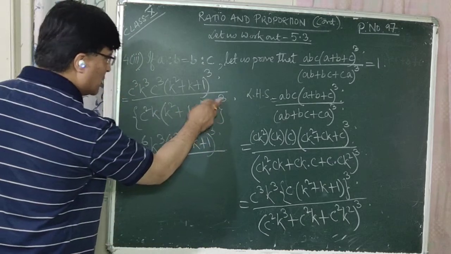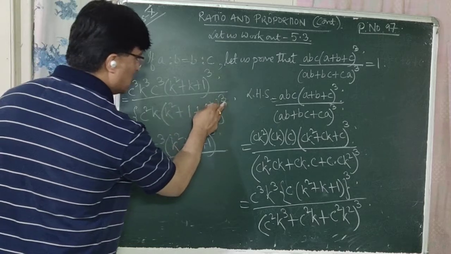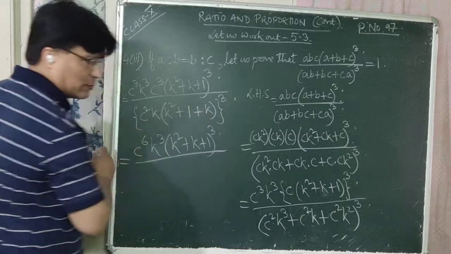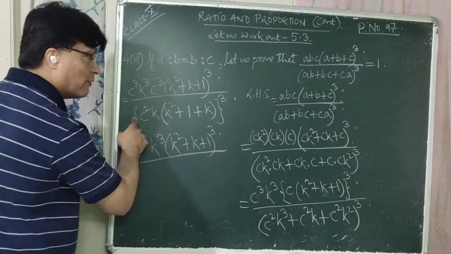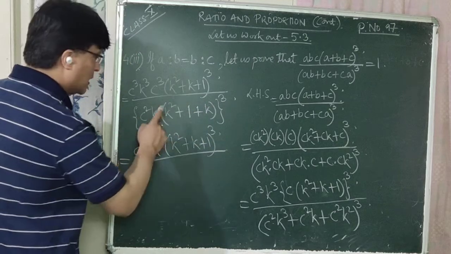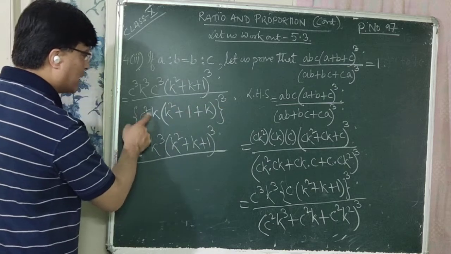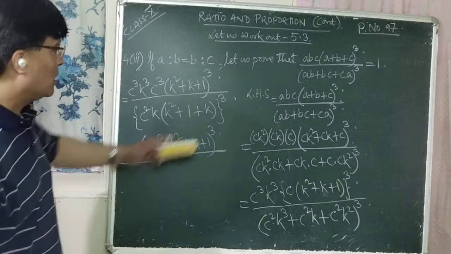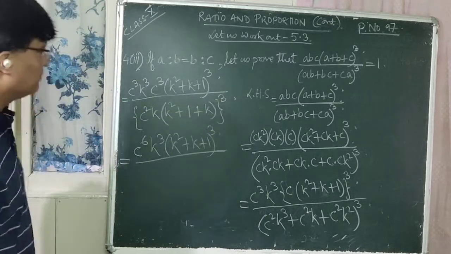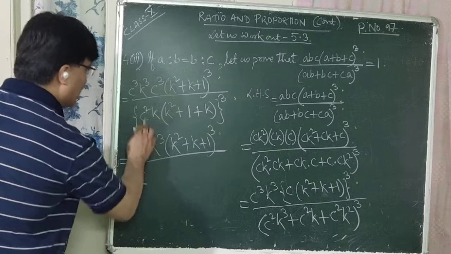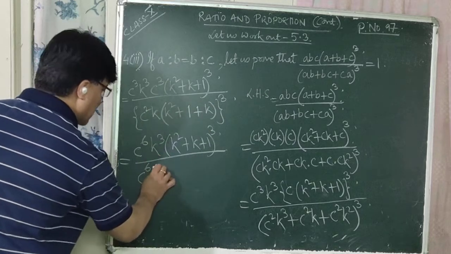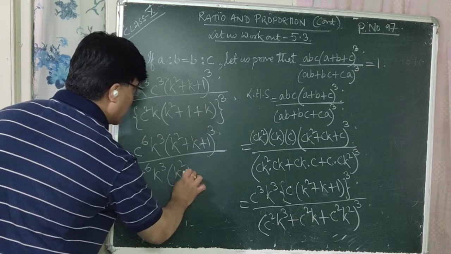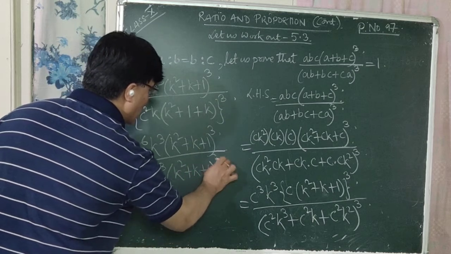Now this power 3 is for all these terms, isn't it? That is, this 3 is for c square k as well as k square plus 1 plus k. That is for all the terms. You have to write down the power 3. That is c to the power 2 threes are 6, that is k cube into (k square plus k plus 1) whole cube.